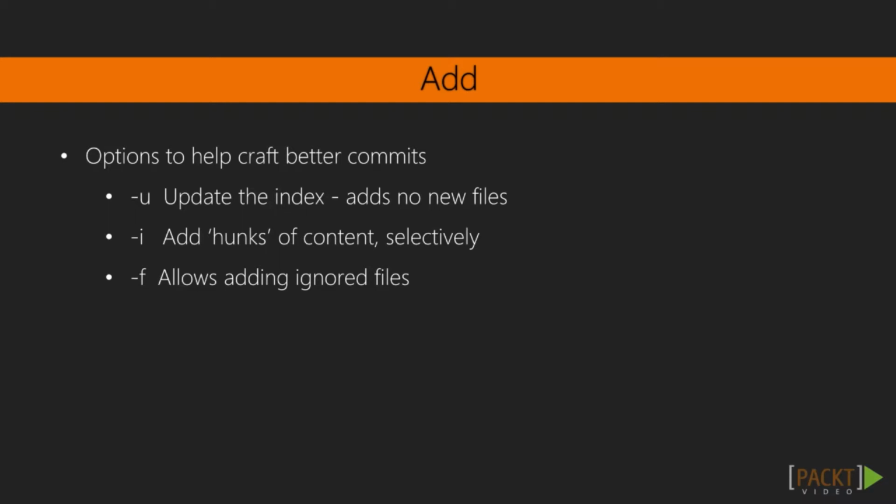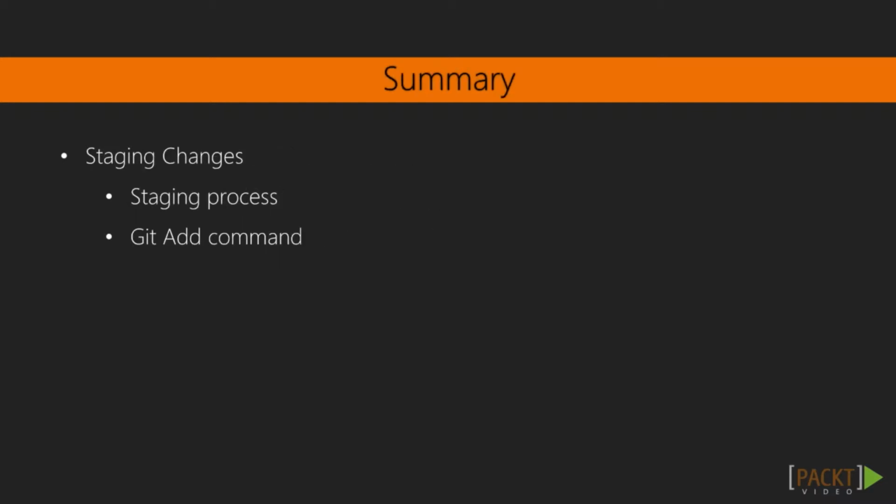Try to develop a habit of controlling what you add to each commit. This is known as crafting a Git commit, a topic we will look at more closely in later sections. In this video, we saw details of the Git staging area, its index. In the next video, we will take a detailed look at the Git commit.